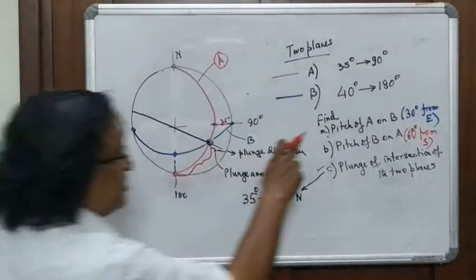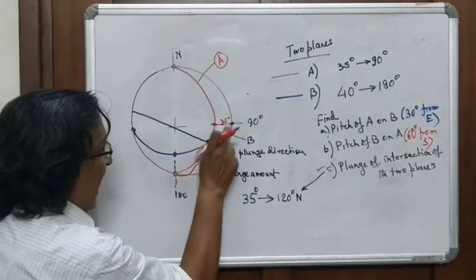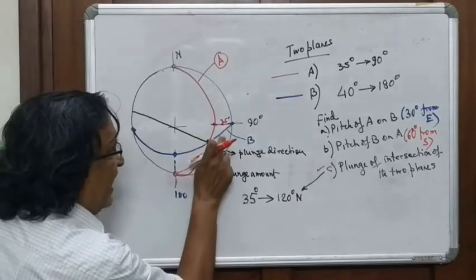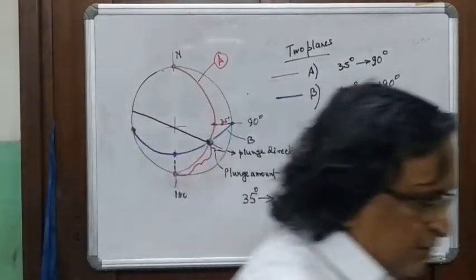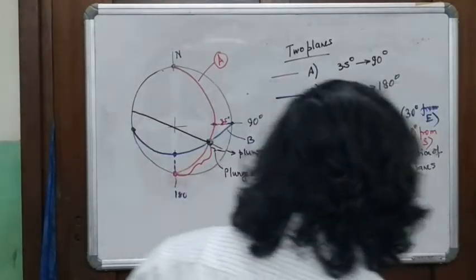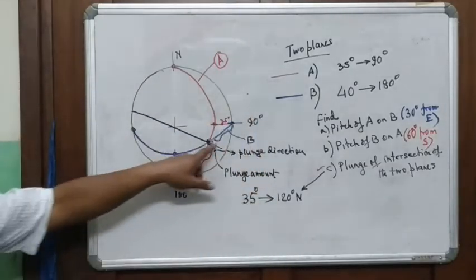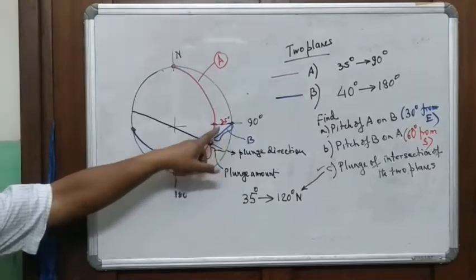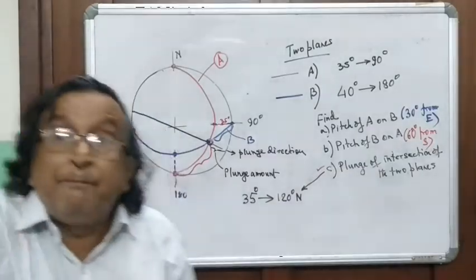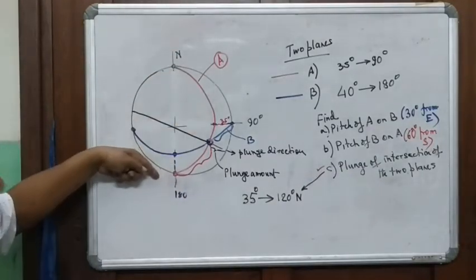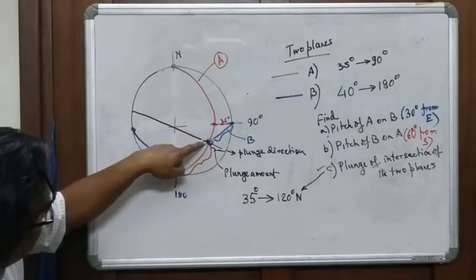So the first question says pitch of A on B. So the plane is B and it is the intersection of A, and this is the amount of the pitch. This is 30 degrees from the east. But when it says pitch of B on A, then the plane is A. And this point is roughly 60 degrees, because this is 90 degrees. This is roughly 60 degrees.